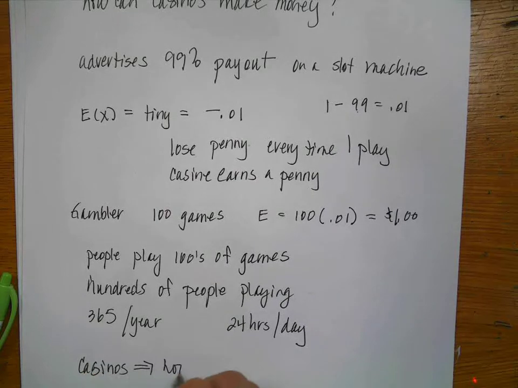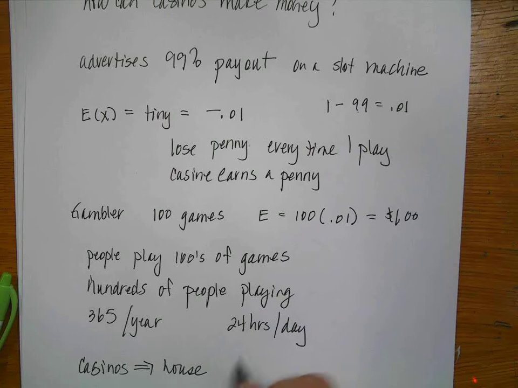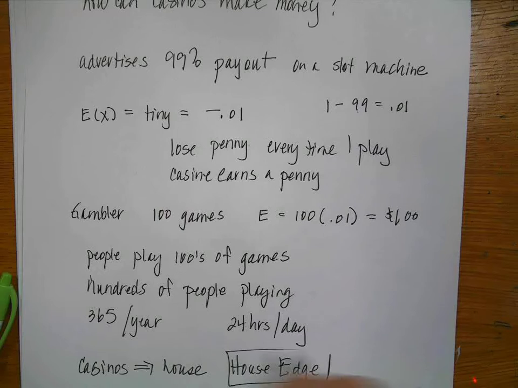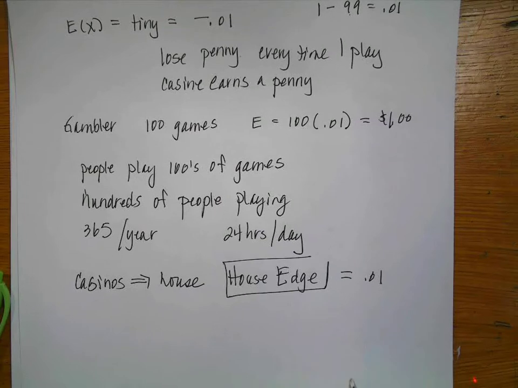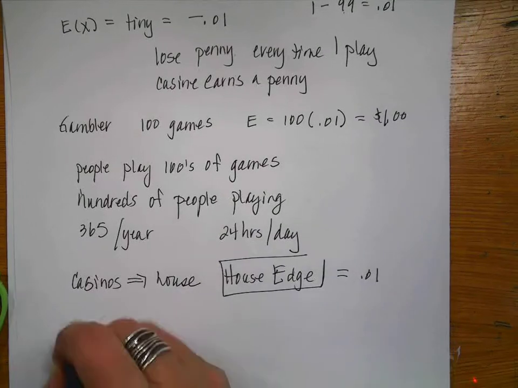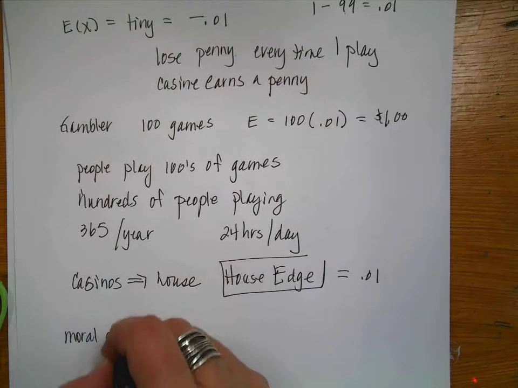So casinos, who are the house, are going to get what's called a house edge. I'll write it this way. Okay, a house edge is how much they make every time you play, and so they make a penny every time you play. But even though they only make a penny, lots and lots of pennies equal lots and lots of dollars.